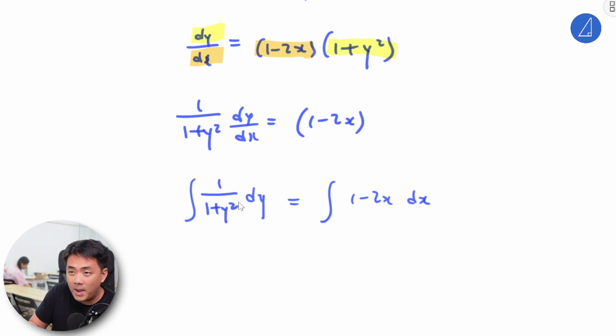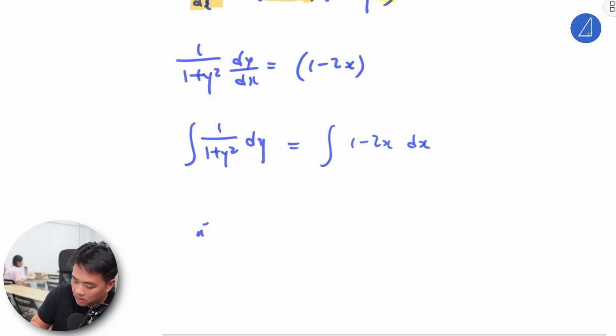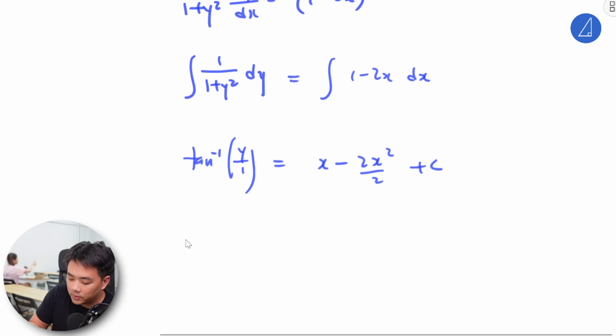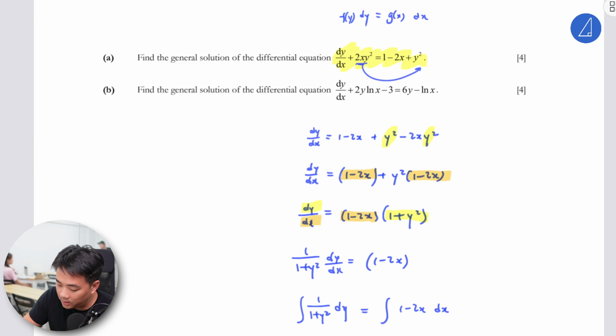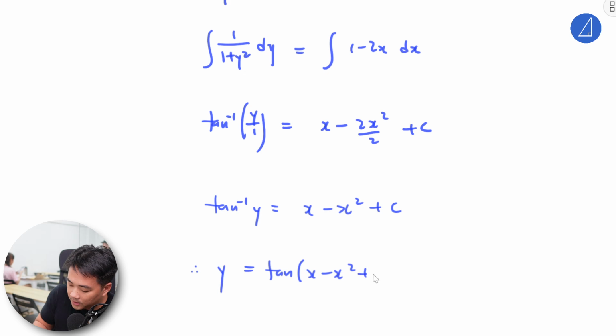Great. So this one is from MF27. You get ln 1 over a, what, a is 1, so tangent inverse y over 1. Then this is x minus 2x squared over 2 plus c. There you go. So this would be it. Do we need to make y the subject? You could make y the subject. So this would be tangent inverse y equals x minus x squared plus c. So hence y equals tan of x minus x squared plus c.